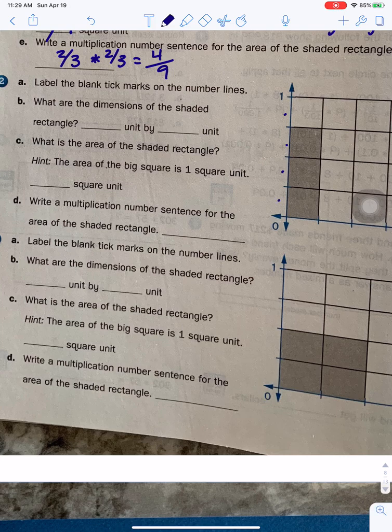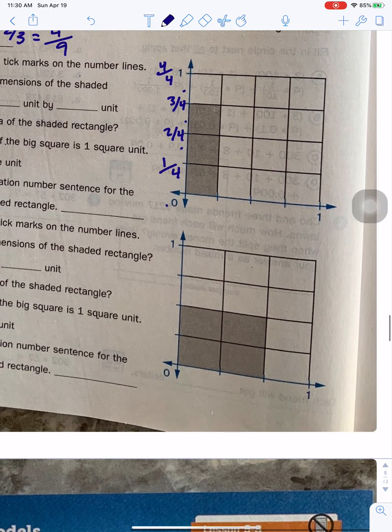These tick marks, if this is 0, this would be 1/4, and this would be 2/4. This would be 3/4, and then the 1 would be 4/4. If we're looking at the bottom, this would be fourths again. So from 0, 1/4, 2/4, 3/4, and then this would be 4/4. So press pause and do that in your math journal.